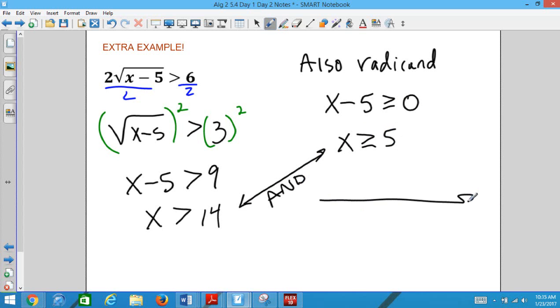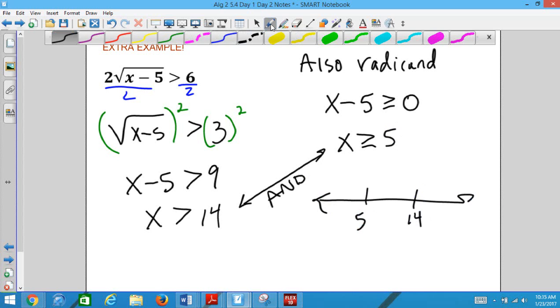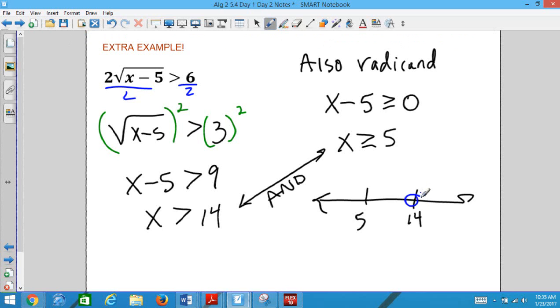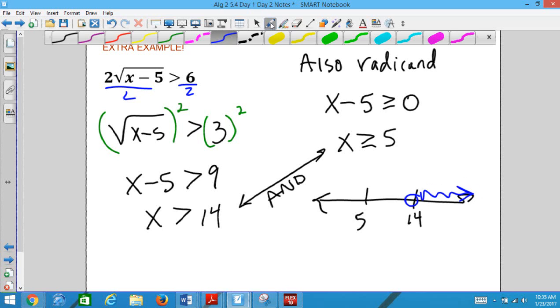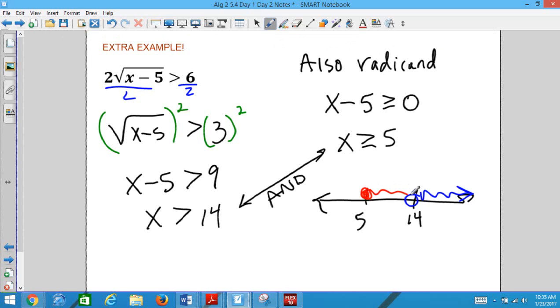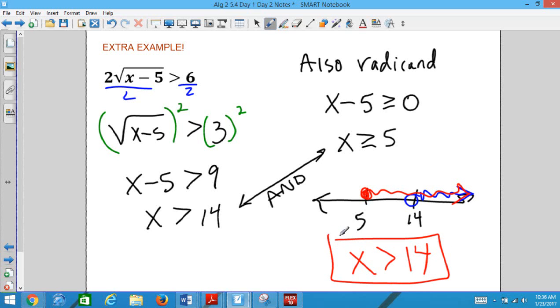So if we look at a number line, 5, 14. We've got greater than 14, and we've got greater than or equal to 5. Where are they both? They're both greater than, just greater than 14. They are not in between this time. So you kind of got to look at the number line. X is greater than 14 is our final answer.